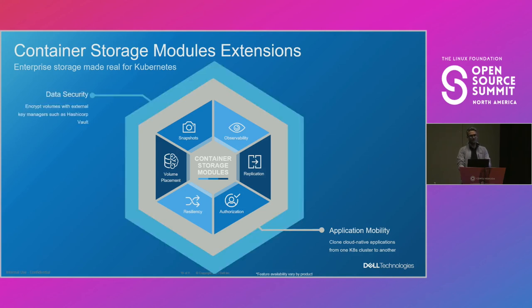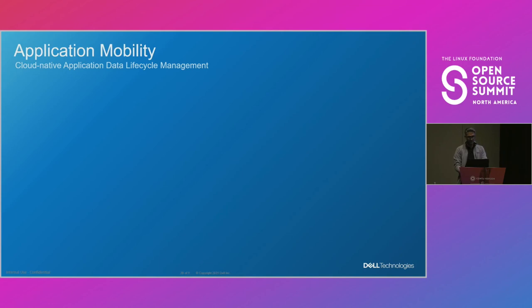In addition, another challenge we've heard from customers is how do they enable encryption for containerized workloads? So we will have another module come out called CSM Secure, which is going to enable data security. It's going to enable encryption of volumes, and it's going to enable integration with some external key managers such as HashiCorp Vault. So let's talk about application mobility and how we enable that.